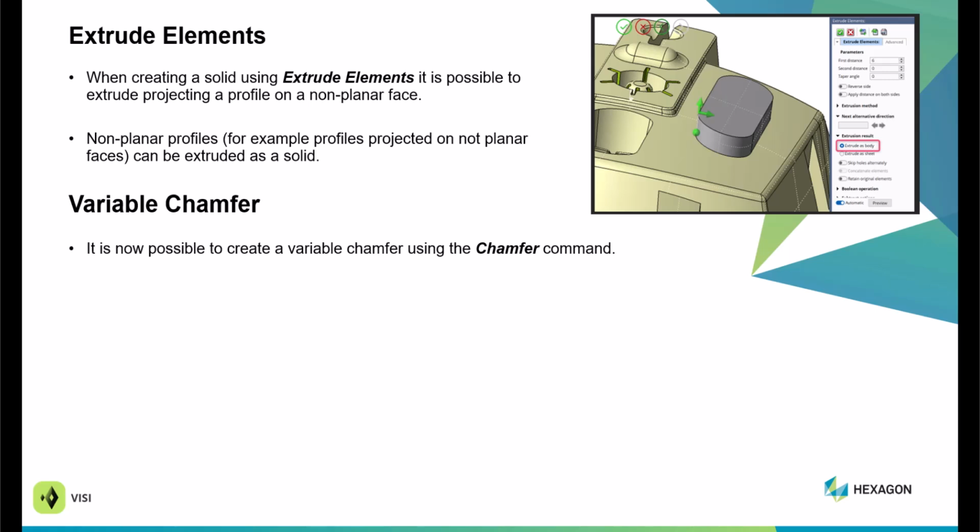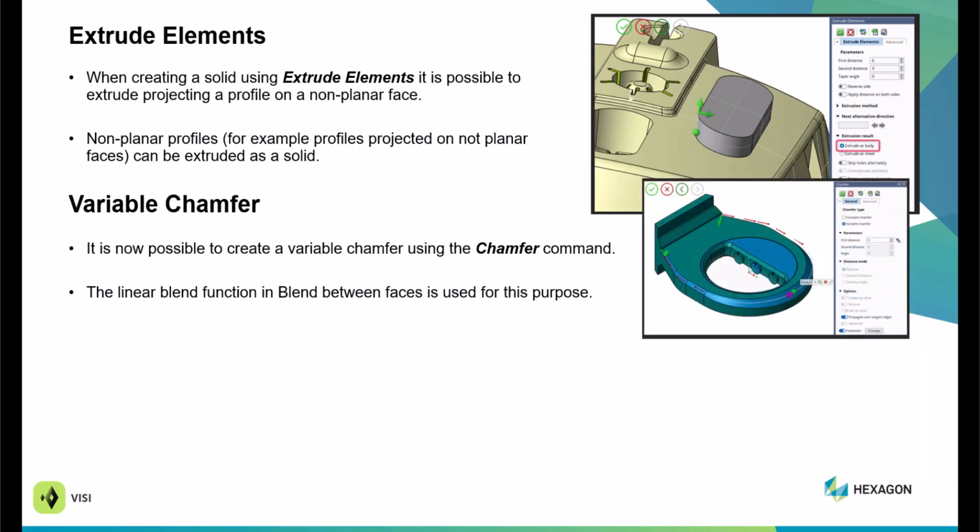We also have introduced a variable chamfer, very similar to the variable blend. It is now possible to add a variable chamfer, which works, like I said, similarly to the linear blend, where you can set application points for where you want that chamfer to progress from one size to a different size.